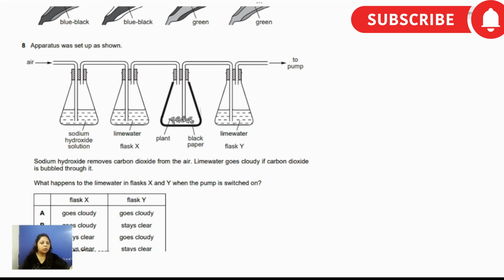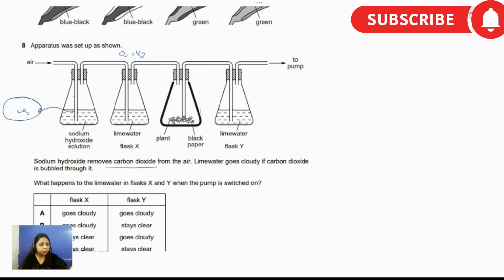Exactly. And the third one we have lime water. So sodium hydroxide removes carbon dioxide from the air. So here carbon dioxide has been removed. Now the air entering here would have oxygen or nitrogen. These are the gases that are present in the higher quantity.